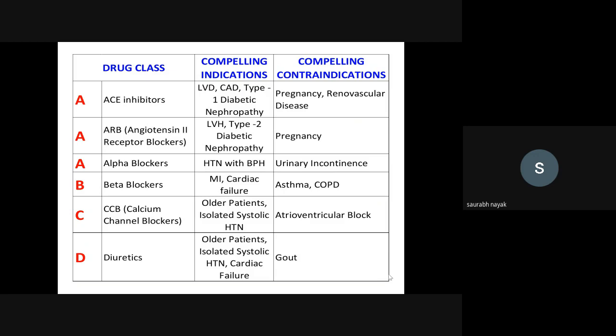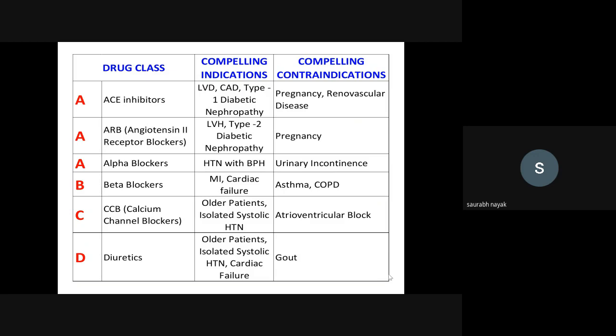Now alpha blockers. Alpha blockers are indicated in hypertension along with BPH. They are contraindicated if the patient is having urinary incontinence. Beta blockers. They are indicated in treating hypertension along with MI and cardiac failure. They are contraindicated in asthma and COPD.